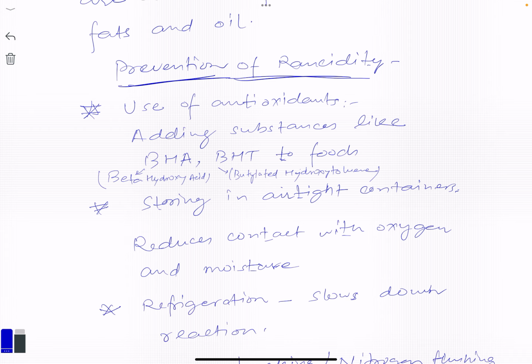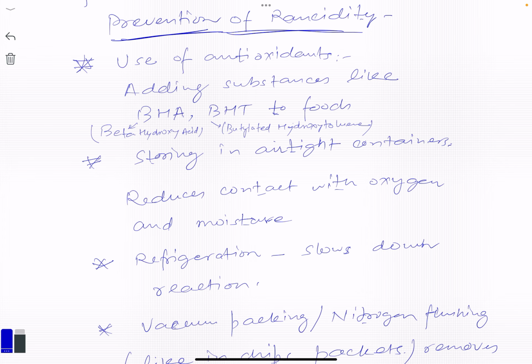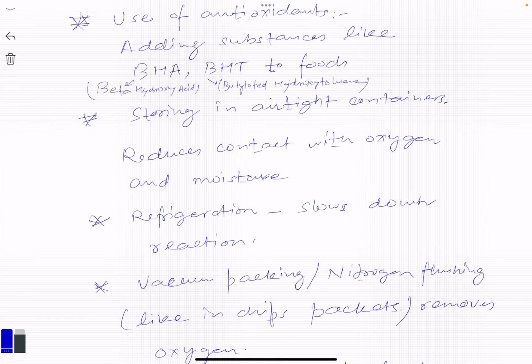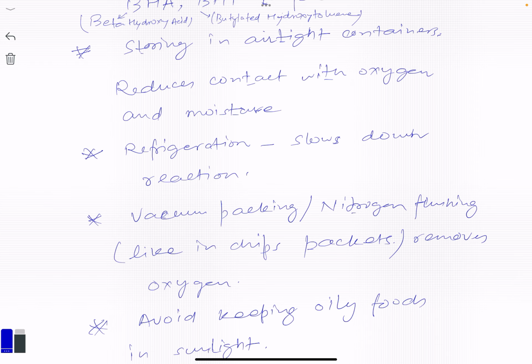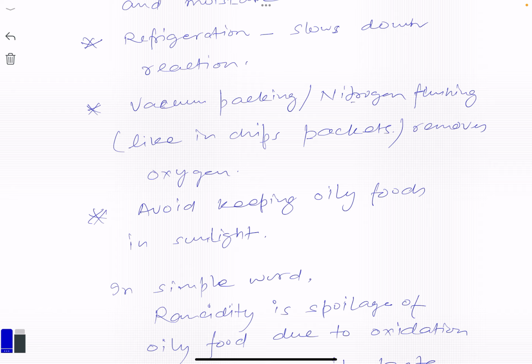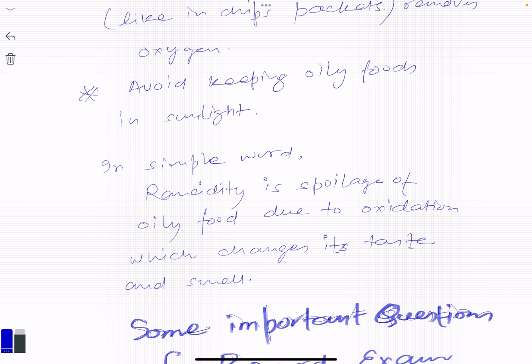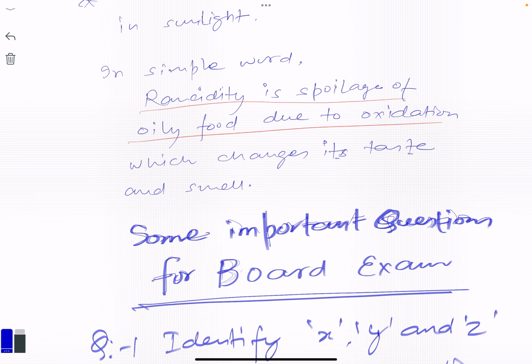Second is storing in an airtight container, which reduces contact with oxygen and moisture. Third is refrigeration, which slows down the reaction. Fourth is vacuum pump packing or nitrogen flushing, like in a chips packet, which removes oxygen. Avoid keeping oily food in sunlight. In simple words, rancidity is the spoilage of oily food due to oxidation, which changes its taste and smell.